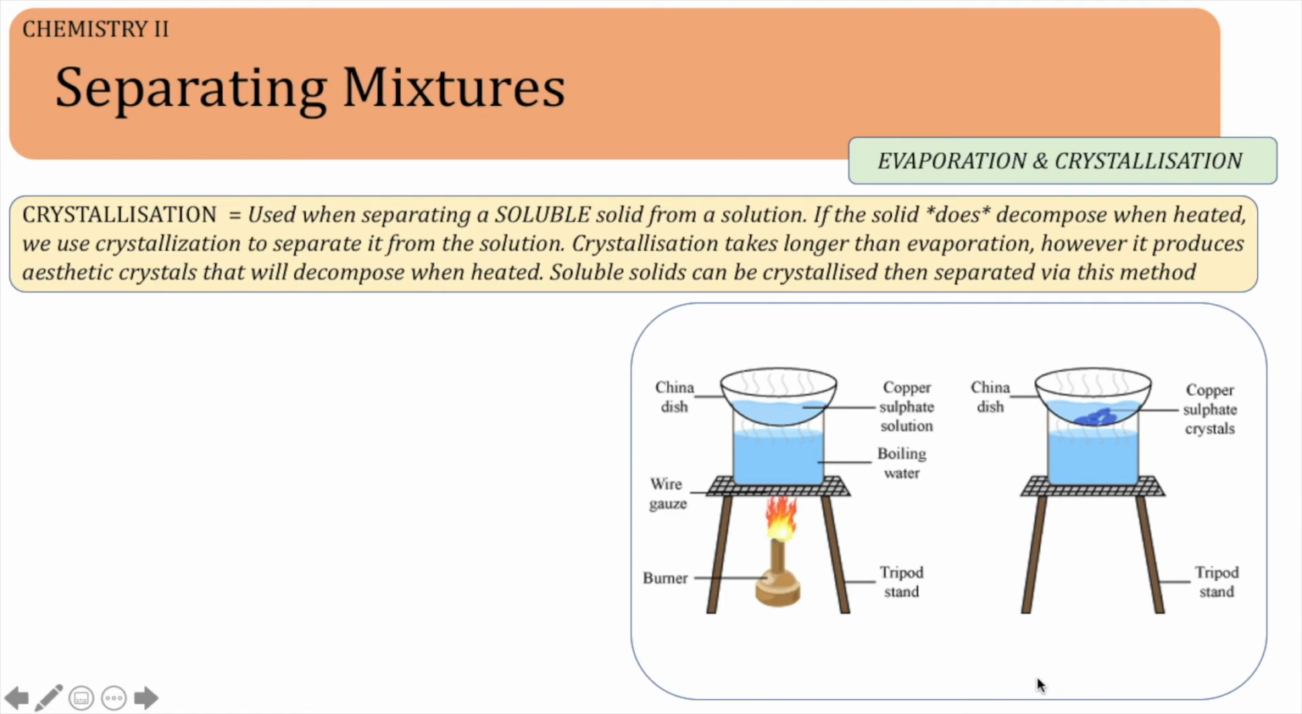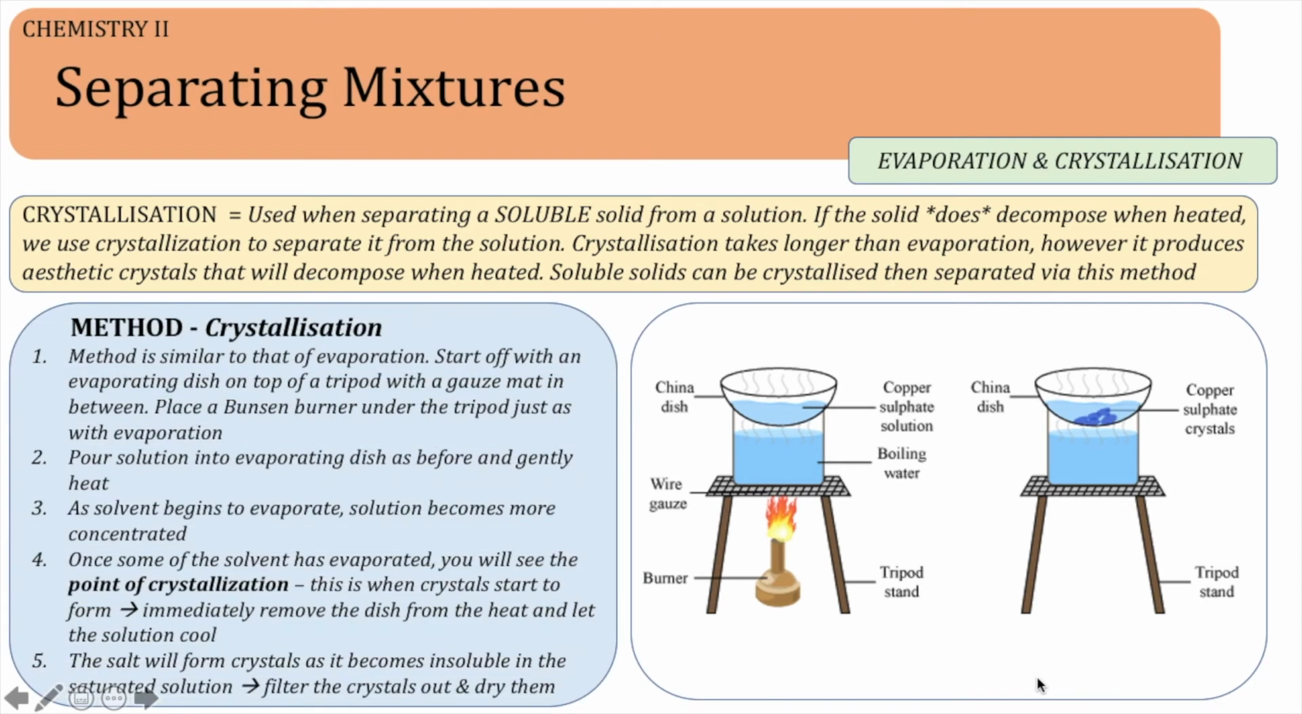There's now a higher concentration of the solid as there's less liquid present. When some of this solvent has evaporated, we will start to see crystals forming. This is what we call the point of crystallization, and this is when we remove the dish from the heat and let it cool. So because the solution has lost so much of the solvent due to heating, the solid will not be able to dissolve further. We say the solution has become saturated, and crystals will start to form. We simply filter out these crystals using filtration and then dry them using an oven or a desiccator.